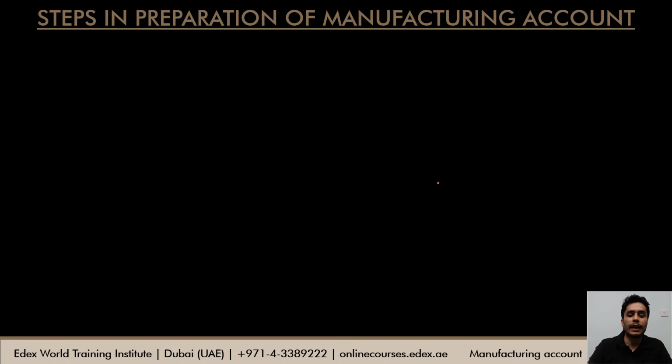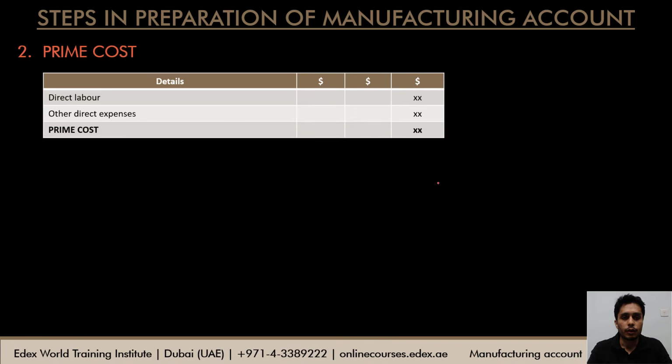My second step is to arrive at the prime cost. I've already seen that prime cost is a total of direct material, labor and other direct cost. I've already calculated my direct material cost consumed on top. To that I will add my direct labor cost for the year. Direct labor cost would be cost of factory workers, factory operatives and other direct expenses like royalty. When I take a total of the three, what I get is the prime cost, another important part of the manufacturing account which has to be clearly shown in your solution.